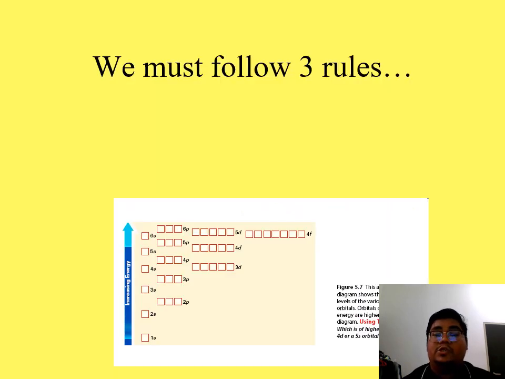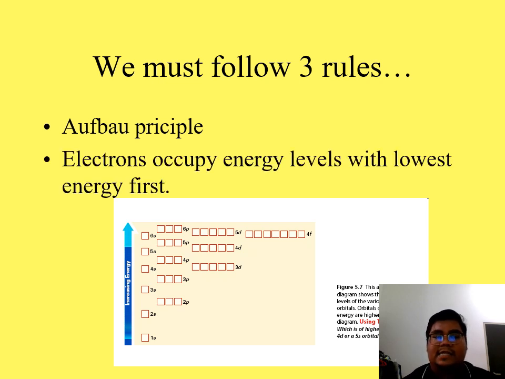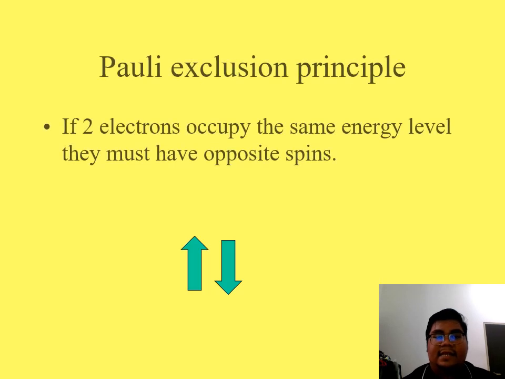We must follow 3 rules for electron configuration. The first one is the Aufbau principle. It states that electrons occupy the energy level with the lowest energy first. What it means is that the early levels have to be filled with electrons first before we move up to the next level. The second one is the Pauli exclusion principle. If 2 electrons occupy the same orbital, they have to have opposite spins, meaning that if one is spinning right, the other electron must be spinning left.